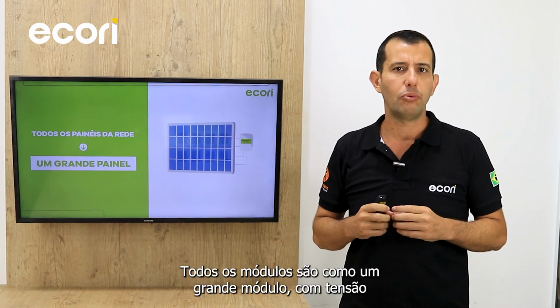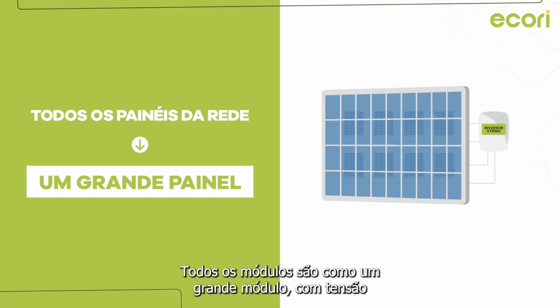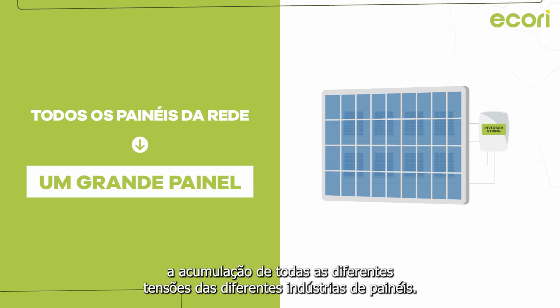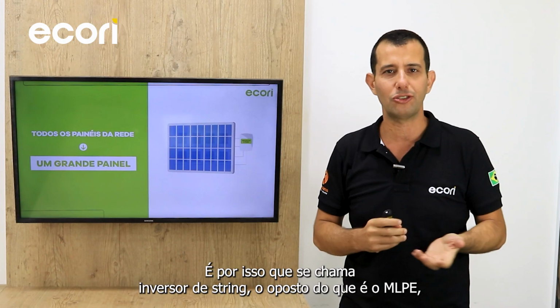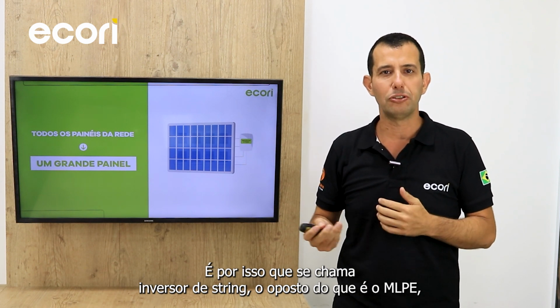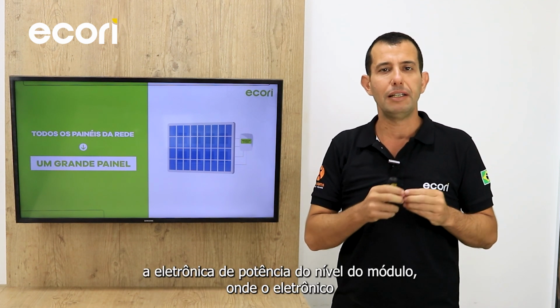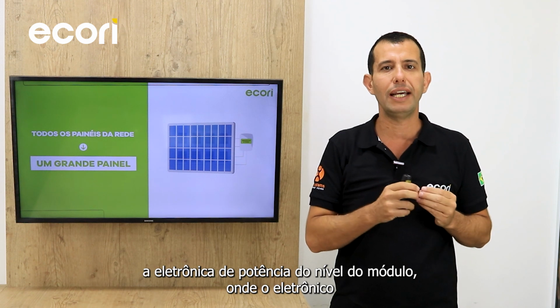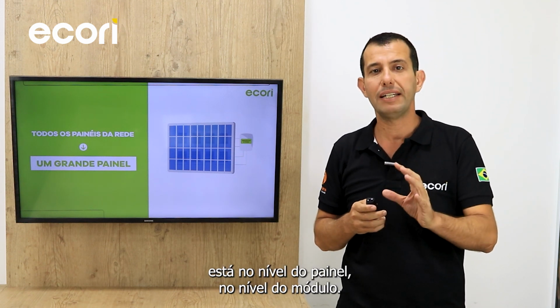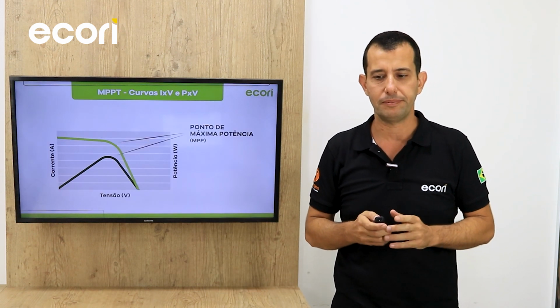All the panels were just like one big panel with the voltage, the accumulation of all the different voltages of the different panels in the string. This is why it's called the string inverter, as opposed to the MLPE, the module level power electronic, where the electronic is at the panel level, at the module level.